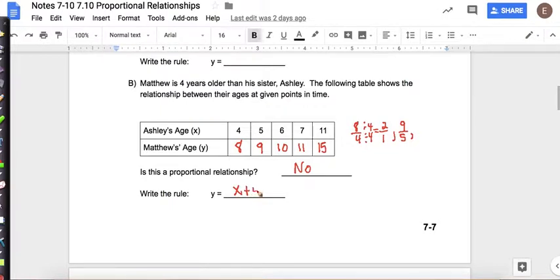So x plus 4. Now notice this one has an ending, which means it's not going to go through the origin. And that's why the other one is a proportional relationship, because it has no ending and it would go through the origin. And we'll talk a little bit more about that in our next lesson when we look at the graphs of these.